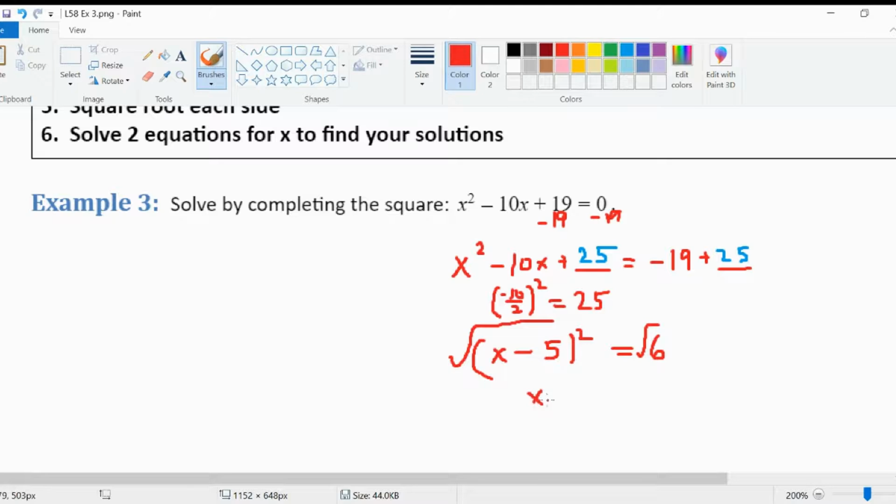x minus 5 is going to equal plus or minus the square root of 6. So that square root of 6, I would look to see if I can simplify that at all. I can't, so I just leave it as plus or minus the square root of 6. And lastly, we'll add 5 to both sides. 5 and the square root of 6 are not going to be able to combine, so we're just left with our answer: 5 plus or minus the root of 6.